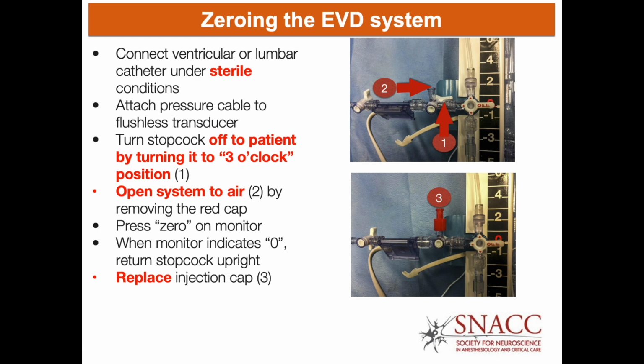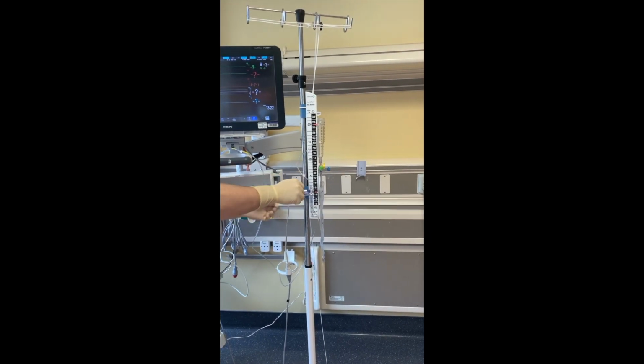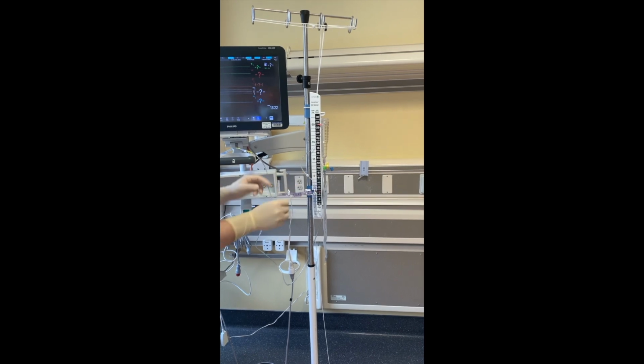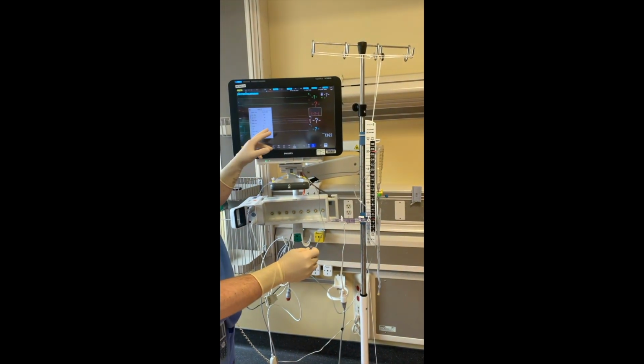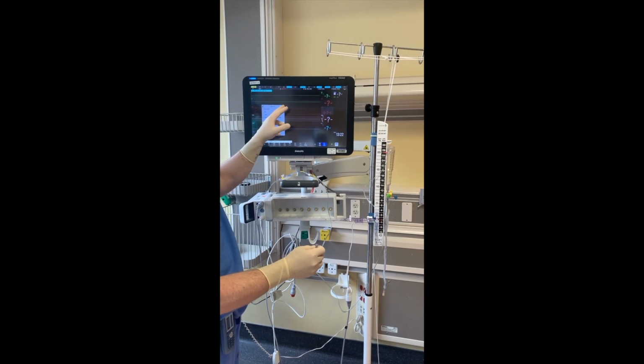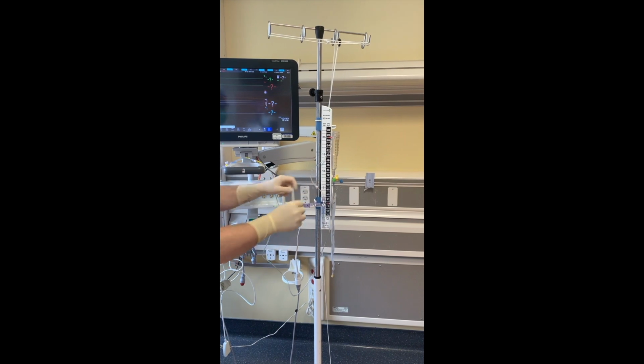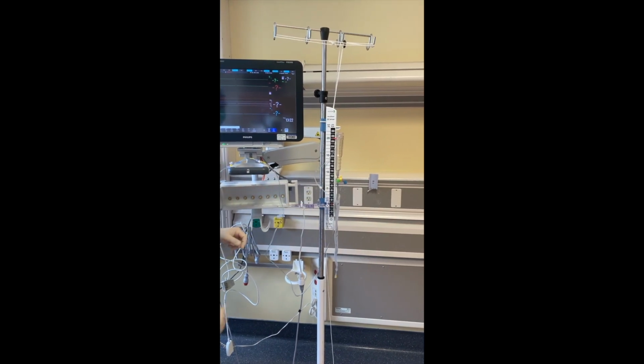Now you're ready to set the 0 on your monitor. Once this is done, return the stopcock to the upright position or 12 o'clock position and place a sterile cap onto the stopcock. Here's a short video of the zeroing process. Remove the cap and turn the stopcock to the 3 o'clock position. Set the 0 on the monitor as the transducer is open to air. Once the 0 has been accepted, take the stopcock back to the 12 o'clock position and replace the cap.